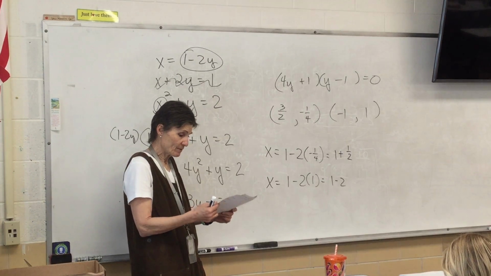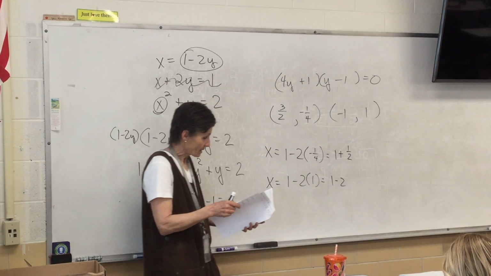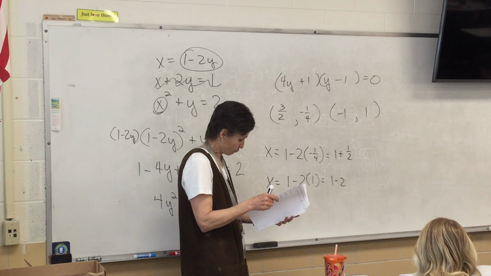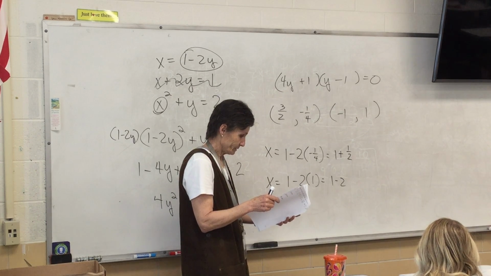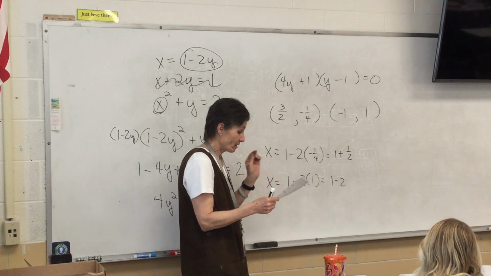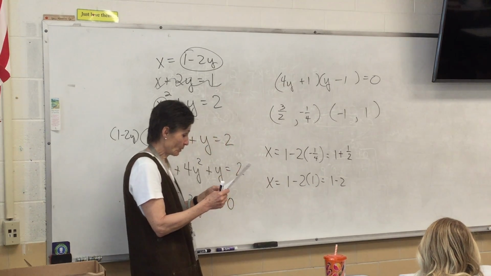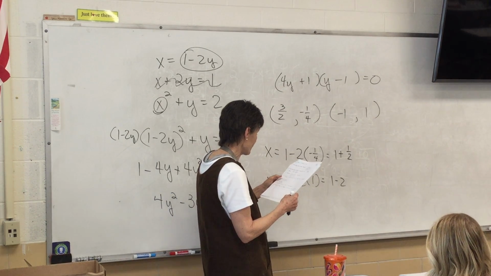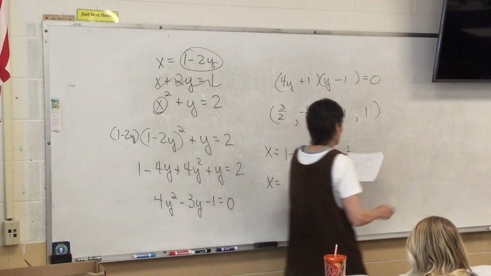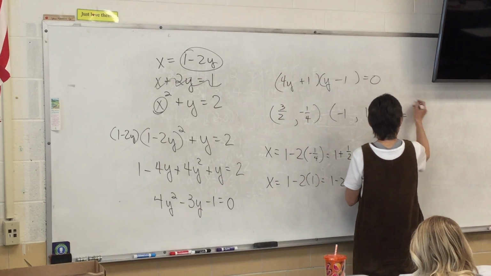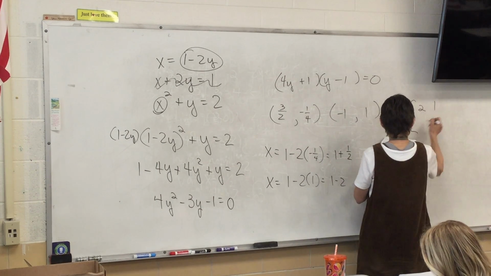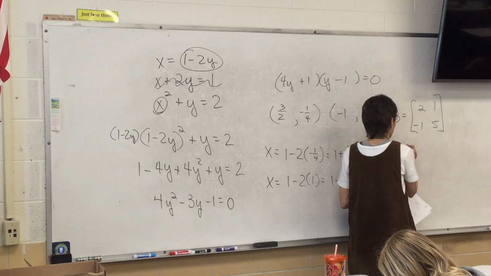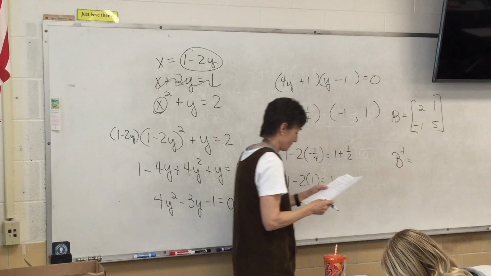All right, now we've got one on the back, but I didn't print the back. So you'll have to wait on that one. And then we're going to do B inverse. I don't think we did that one. So B in problem 5 is the matrix 2, 1, negative 1, 5. And we're going to find the inverse.